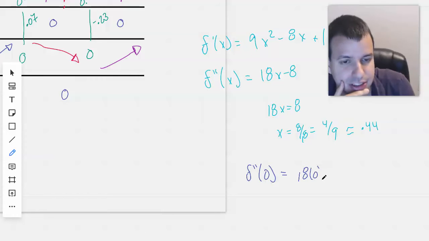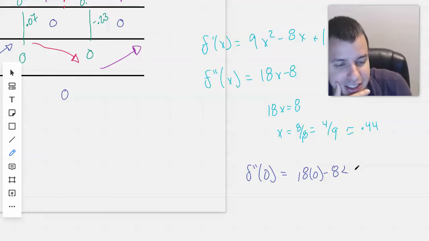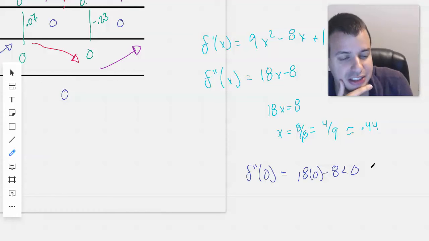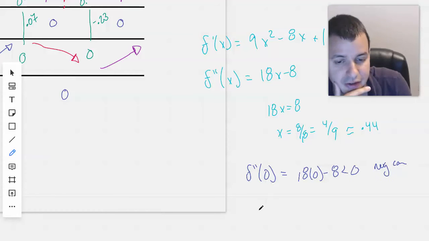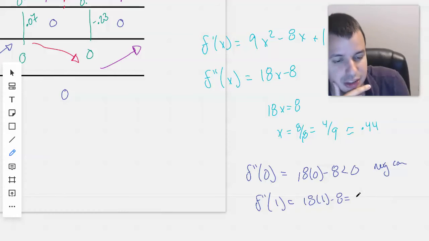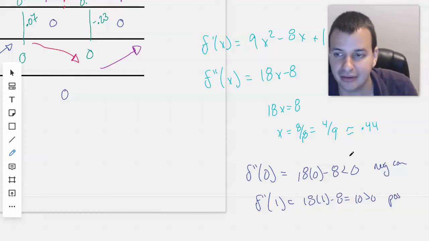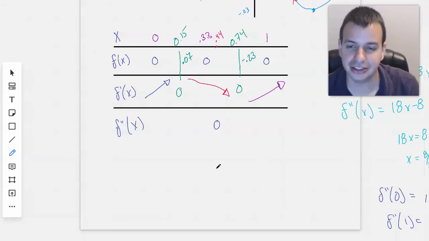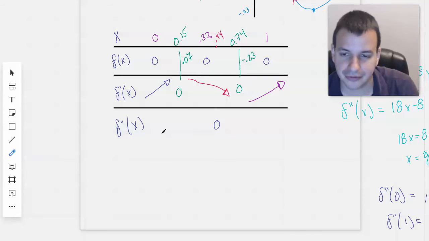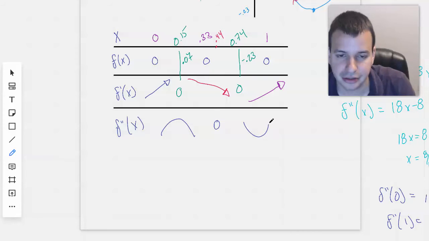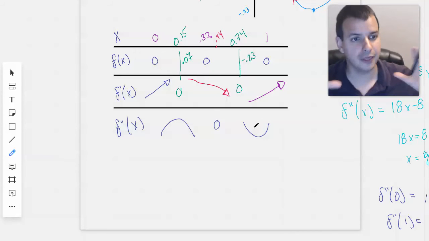18 times 0 minus 8 is negative 8, which is less than 0, therefore negative concavity. F double prime of 1 equals 18 times 1 minus 8, which equals 10, which is greater than 0, therefore positive concavity. Okay, and the way I do this is basically the frowny face, happy face. So I draw it like this. This is a sign chart.